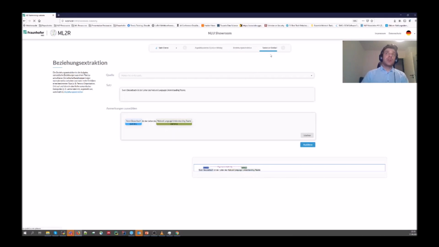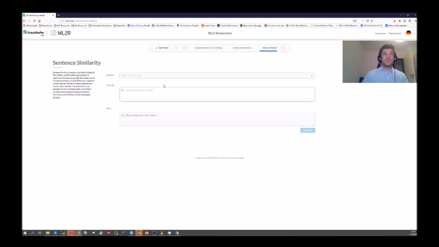Now, the last thing I want to show you is the sentence similarity. Here I can enter source sentences and target sentences. And a source sentence could be "Natural language understanding ist ein Teil von natural language processing." So natural language understanding is a part of natural language processing. Let me copy this for a second. And here we say NLU is a part of NLP.